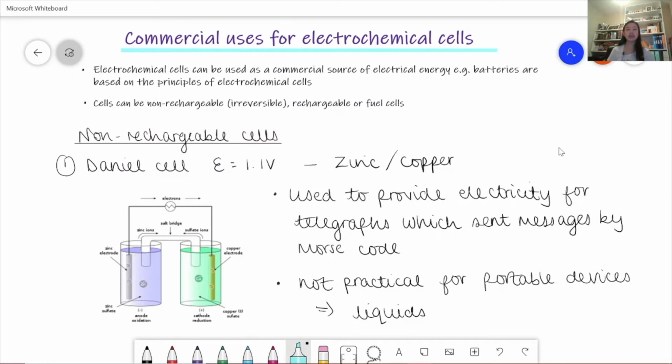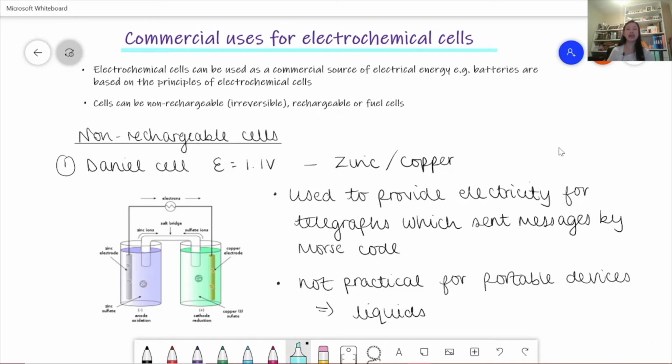So they can be used as a commercial source of electrical energy. For example, batteries are based on the principles of electrochemical cells. A battery is just more than one cell joined together, and cells can be either non-rechargeable, rechargeable, or fuel cells.